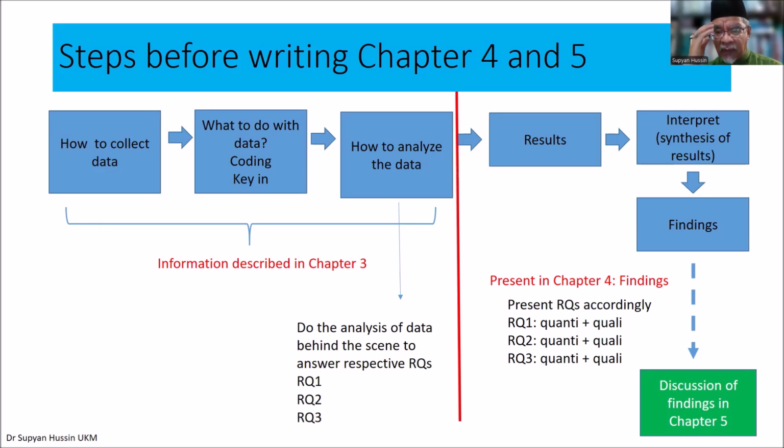Okay, you should have that in mind, right? So say, for example, in chapter 4, you have findings as a table, as a label, then you present your research question 1, and then you support it with your quantitative data and qualitative data together for your research question 1. And then you move on to research question 2 and research question 3.